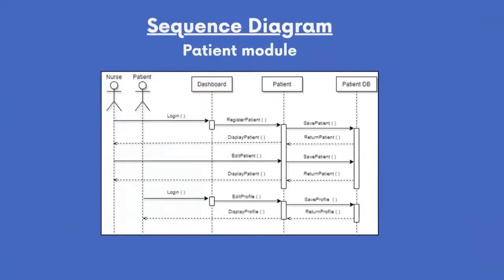So for the sequence diagram for the patient module, as we can see, we have the nurse and patient. So first, the nurse needs to log in, register the patient, and save the patient in the patient database. After that, the patient can edit their biodata and they save the patient.